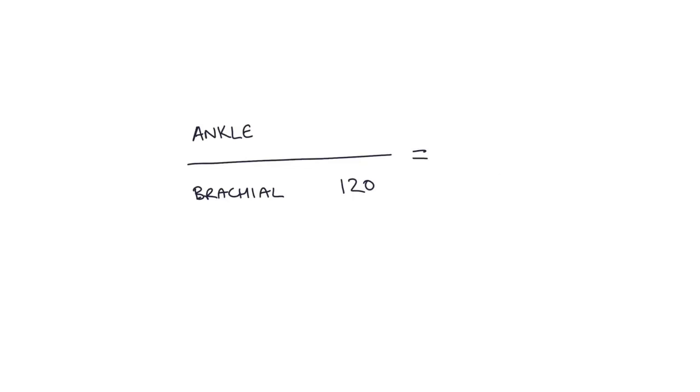So you can see that the lower the ankle pressure is compared to the brachial pressure, the more significant the peripheral vascular disease is. So I hope that's made sense.